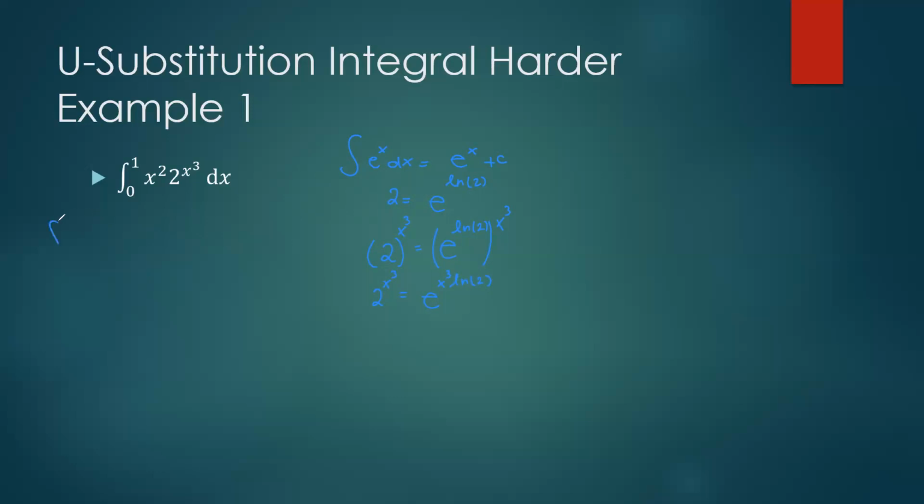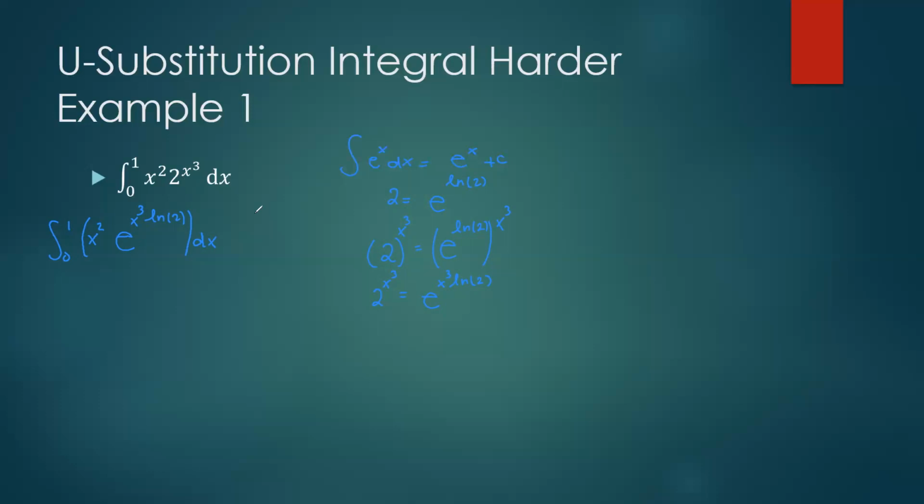Let's do that. So it's going to be 0 to 1, and then x squared, and then we're going to rewrite 2 to the x cubed as e to the x cubed ln of 2, right? So that's what I did. All I did was rewrite 2 to the x cubed as e raised to the x cubed ln of 2. Okay, now can we try U-Substitution?